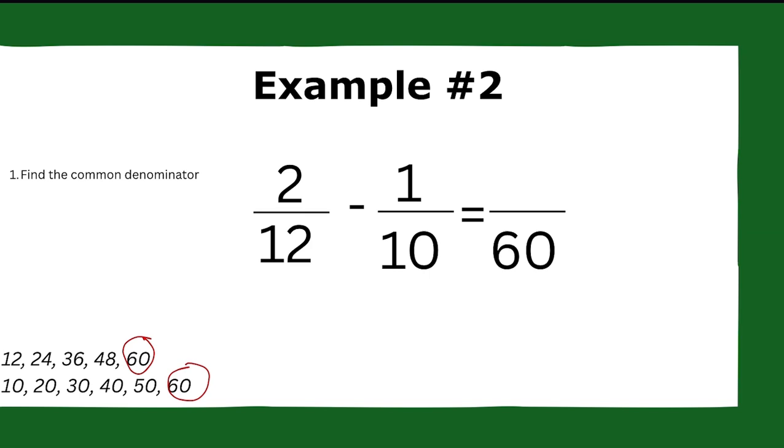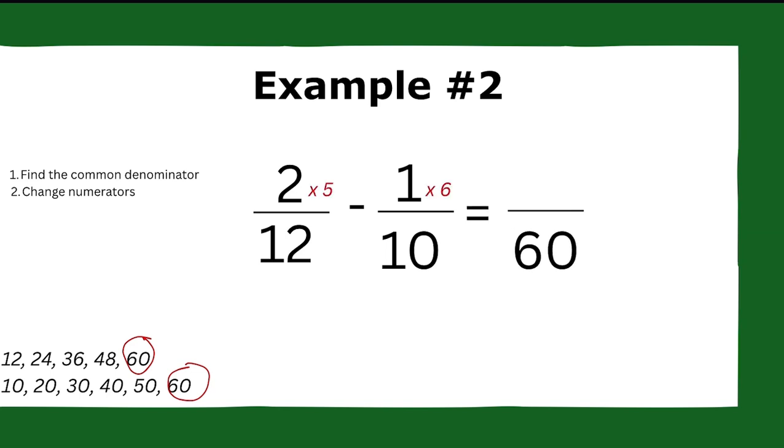Now, my second step is to change the numerator. So what I did to the bottom, I must do to the top. I see that I had to multiply 12 by 5 to get to 60. So now I'm actually going to do 2 times 5. And when I do that, I get 10.